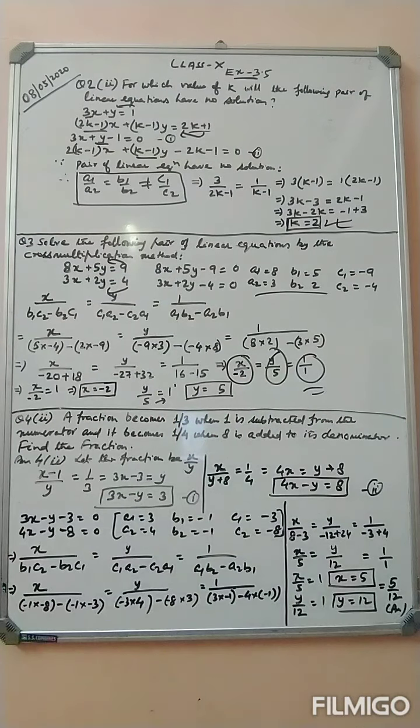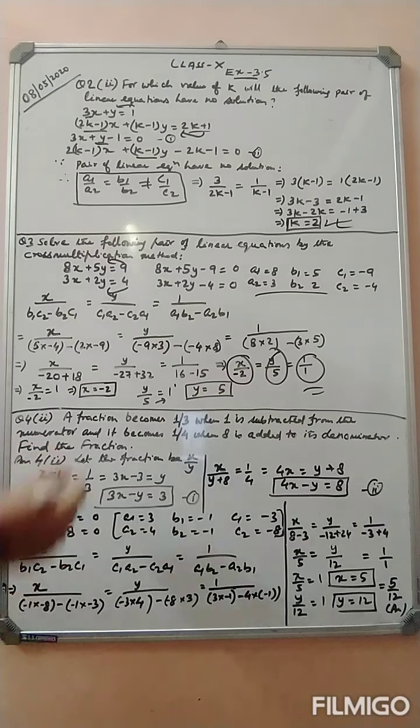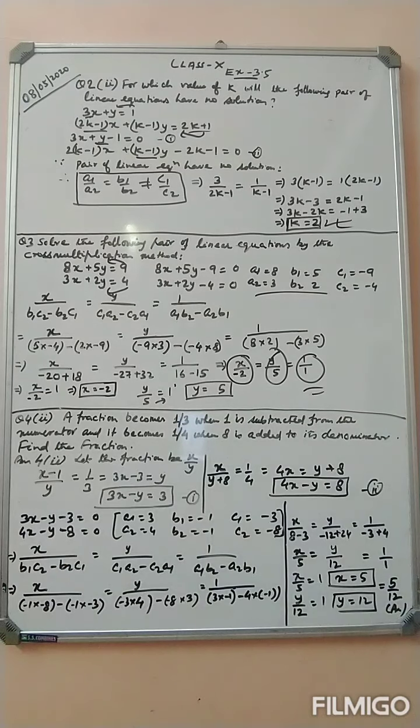A fraction becomes 1 by 3 when 1 is subtracted from the numerator, and it becomes 1 by 4 when 8 is added to the denominator. So let the fraction be x by y. So in the first case, (x minus 1) by y equal to 1 by 3. So now cross multiply: 3x minus 3 equal to y. So 3x minus y equal to 3. Similarly, it becomes 1 by 4 when 8 is added to the denominator. So x by (y plus 8) equal to 1 by 4. That is 4x equal to y plus 8. 4x minus y equal to 8.